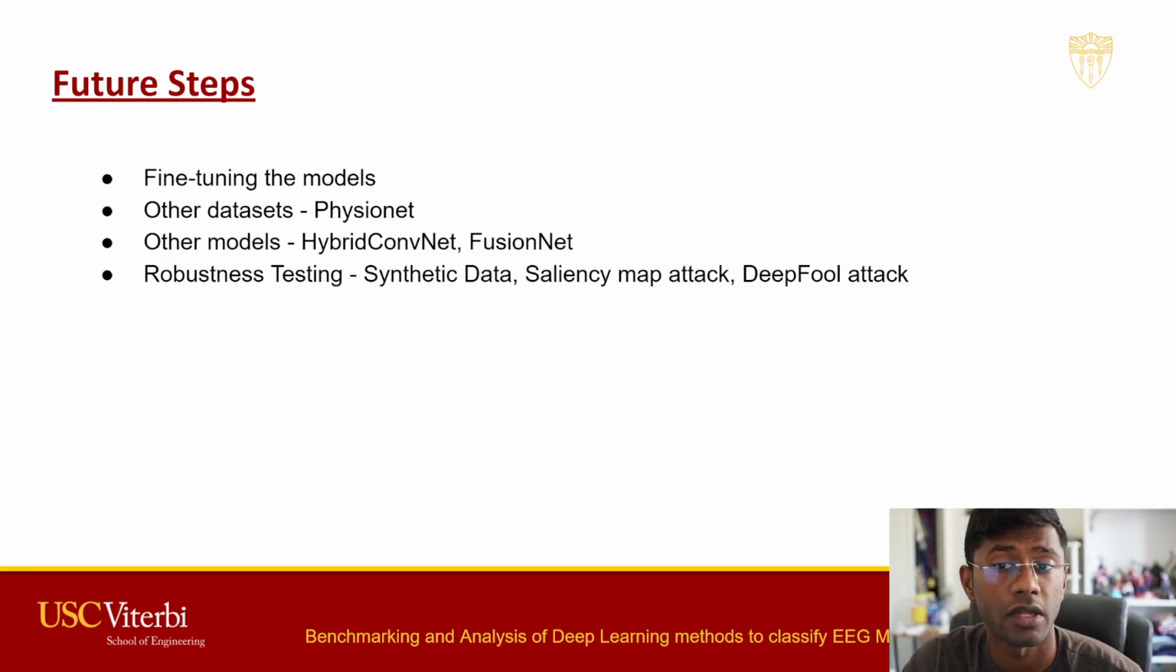There were other models that we could not test, such as the hybrid ConvNet and FusionNet. That was one of the limitations: being able to replicate and run these large models locally on our systems and benchmark them. Due to compute limitations, we were not able to run FusionNet and FusionNet V2. There are also more options for testing robustness by generating synthetic EEG data and testing on that.